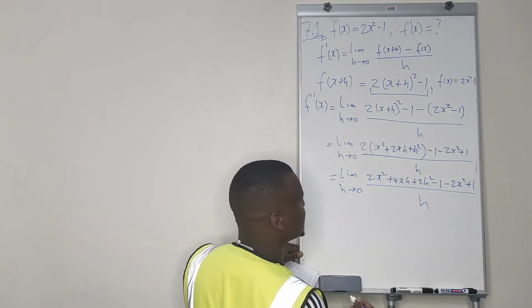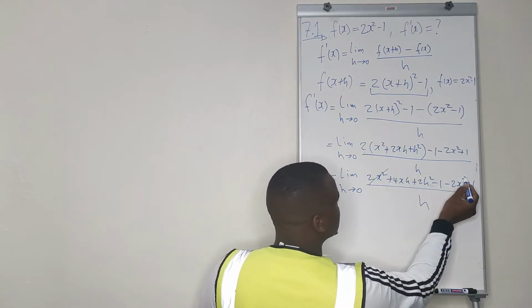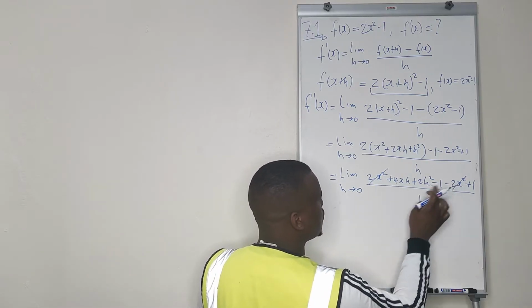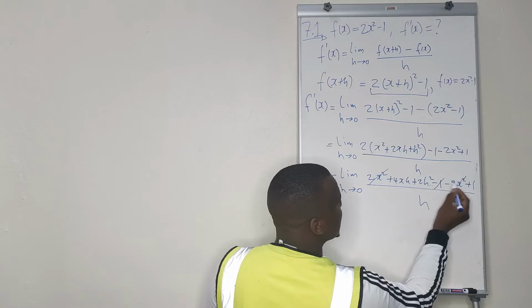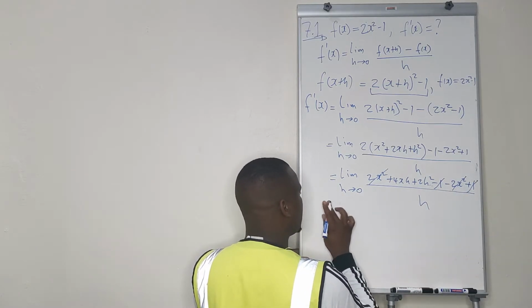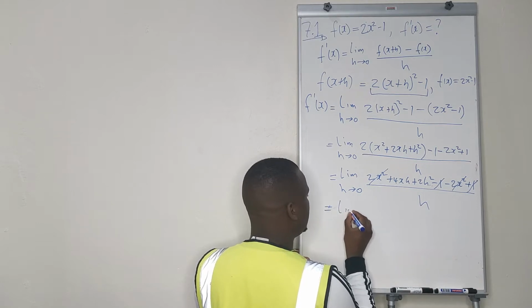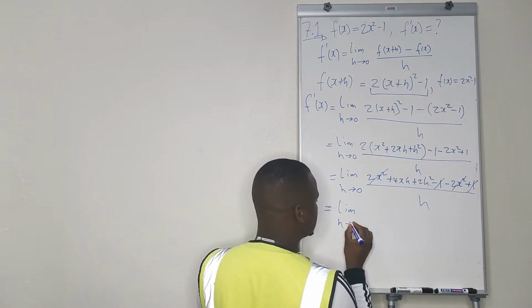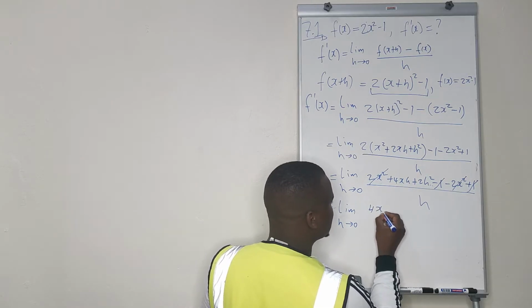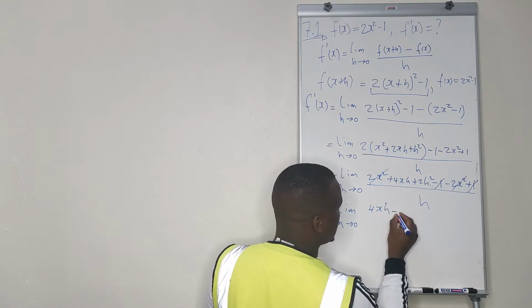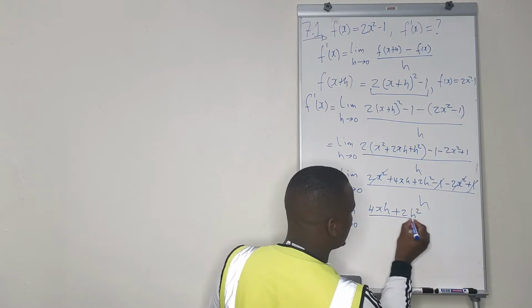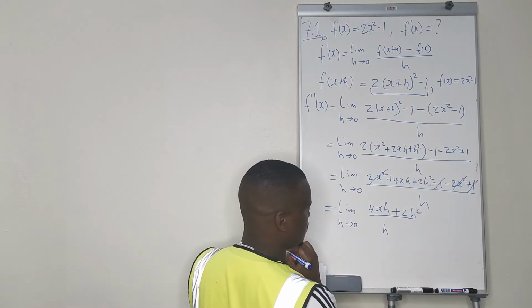Next step, take the like terms. So this 2x squared and that minus 2x squared go away, and then the minus 1 and the plus 1 go away. So you are left with the limit as h approaches 0 of 4xh plus 2h squared, all over h.